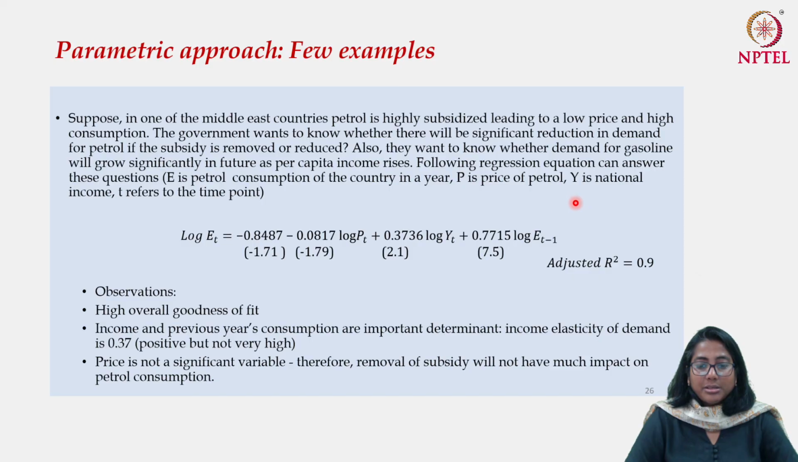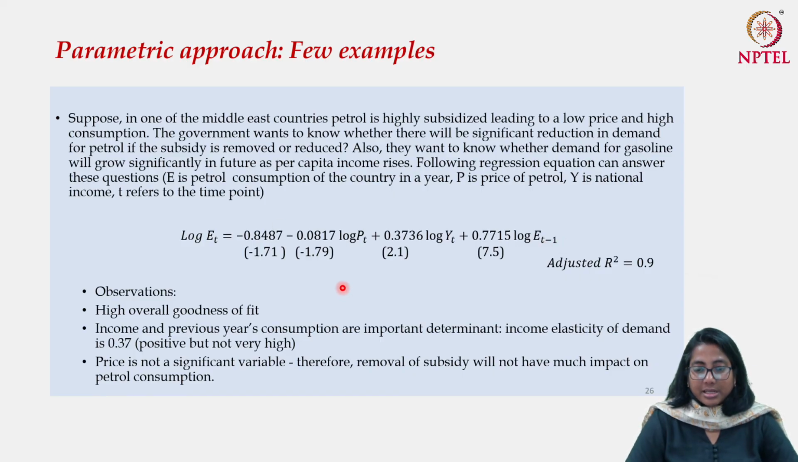The following regression equation can answer these questions. What is the regression equation? See, log ET, ET is the energy demand of this country at a particular point of time t. This is being regressed on log of PT. PT is the price of gasoline or price of petrol at the same point of time. Then you have log of YT. YT is the income here. Don't confuse it with the previous YT where YT stood for electricity consumption. Here YT is the income. So we are taking log of YT and log of ET minus 1. So this is the previous year's demand. So this is a lagged kind of regression model that we are estimating.